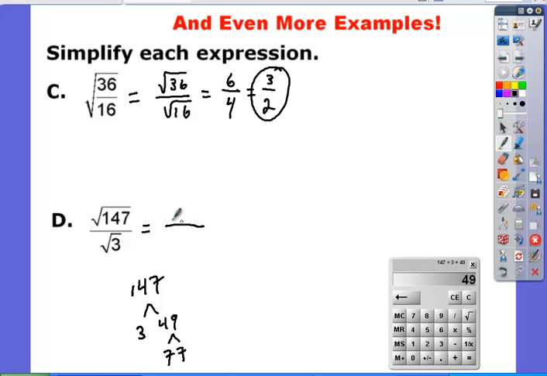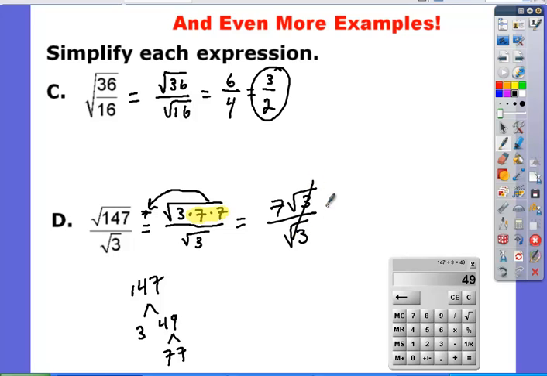So we end up with the square root of 3 times 7 times 7 divided by the square root of 3. And so I have my pairs right here. And so these two are going to come out, and only one will remain. So 7 square root of 3 divided by the square root of 3. And again, those cancel, and so my final answer is 7.